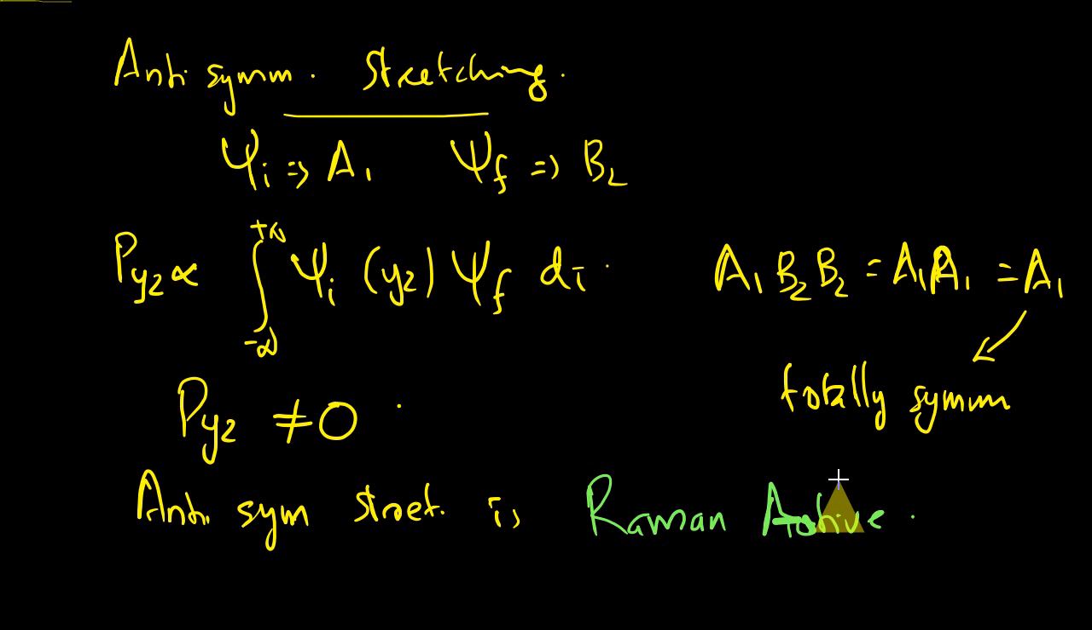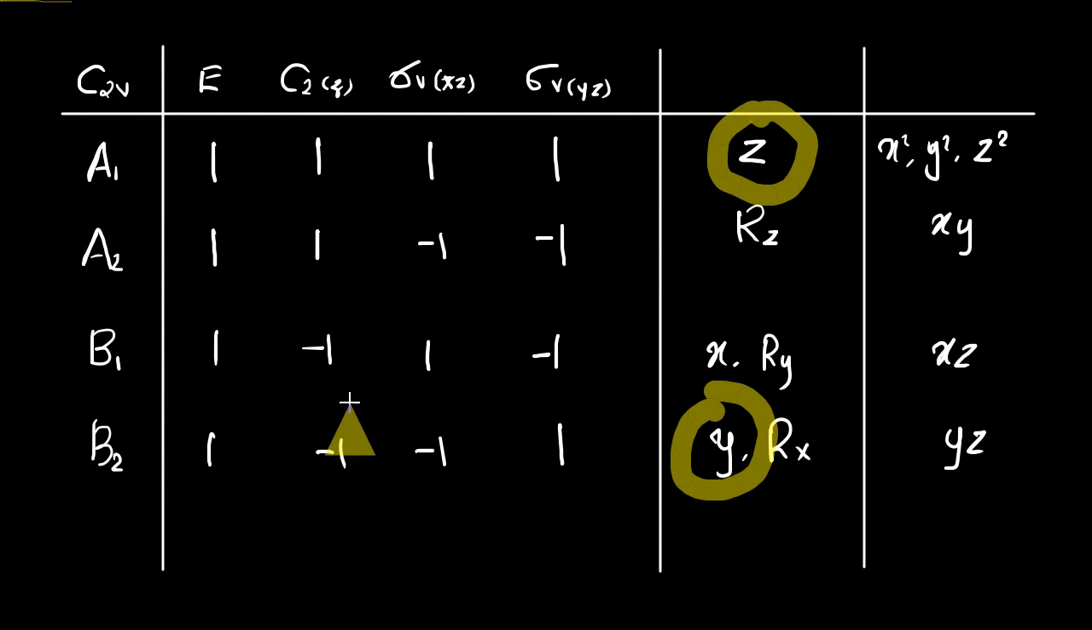So we have seen that all the vibrations in the water molecule are Raman active. Symmetric stretching and symmetric bending are Raman active, and anti-symmetric stretching is also Raman active. So how can we decide whether a particular vibration is Raman active or not? You look at the symmetry of the normal modes of vibrations. Here we have 2A1 plus B2. These are the symmetries of the normal modes of vibration in the water molecule. There are two A1 symmetry modes and one B2 symmetry mode. The A1 symmetry modes are symmetric stretching and symmetric bending.